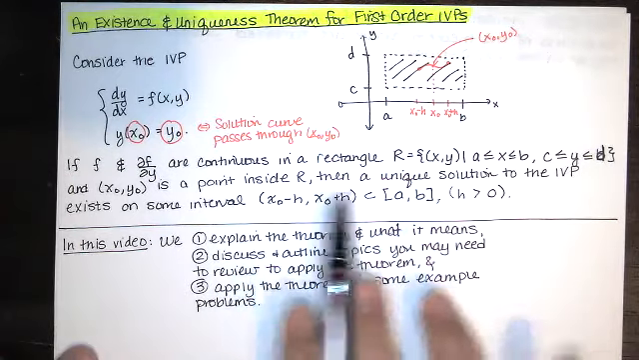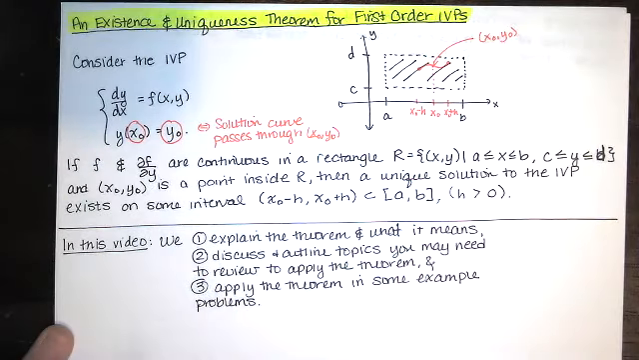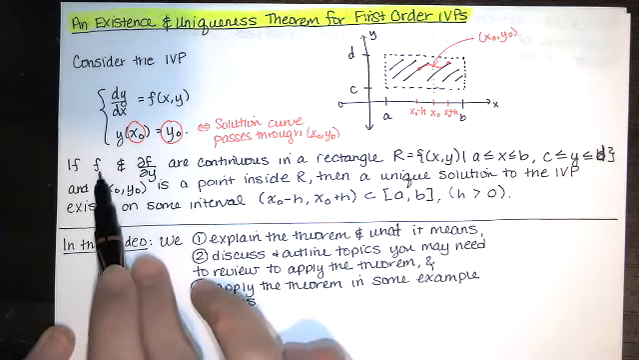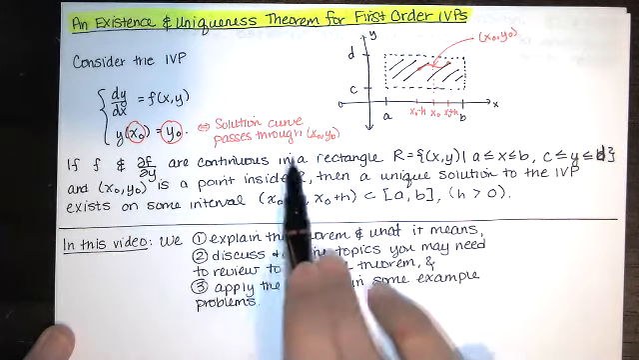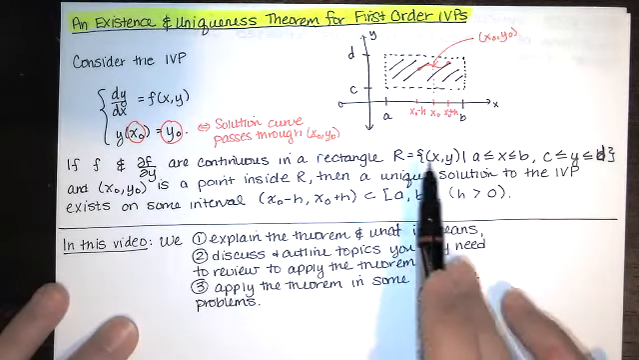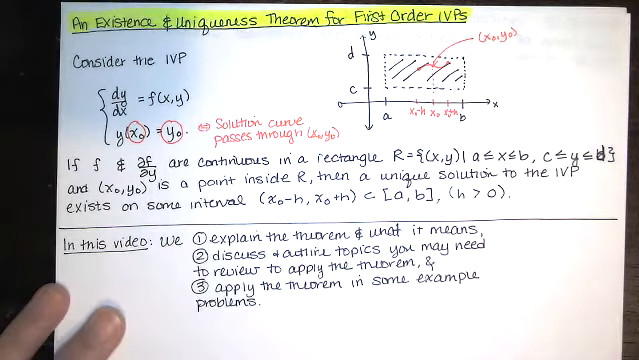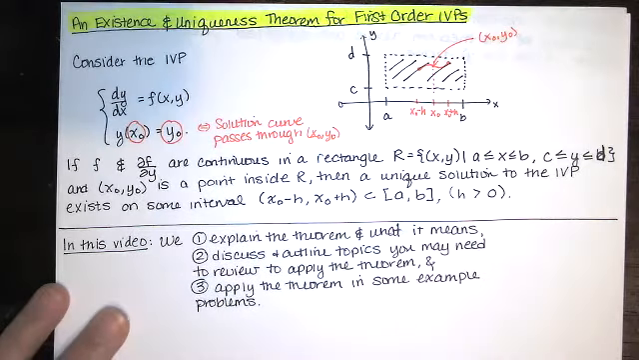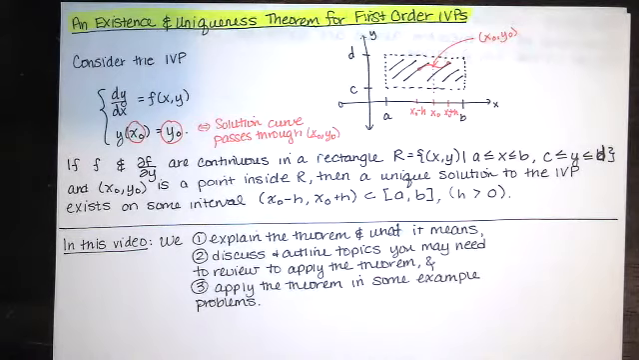Okay. Now, in order to use this theorem, basically there are a couple of things you have to check. You need to check that f and the partial of f with respect to y are continuous on some open rectangle. And that open rectangle has to contain x naught, y naught. Now, often in these problems, we're not given x naught, y naught. We're just given the differential equation, and we're trying to find out where will we have a unique solution.